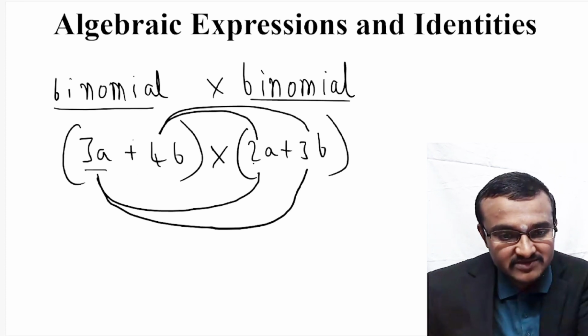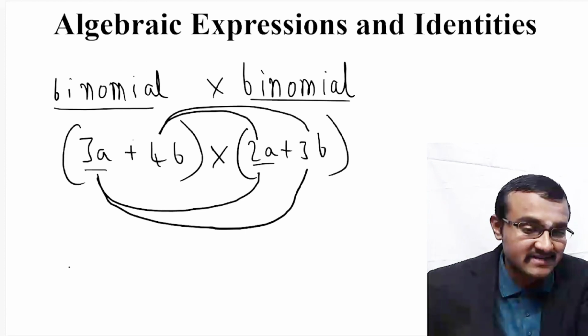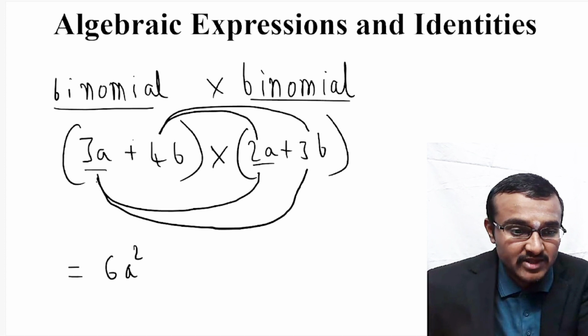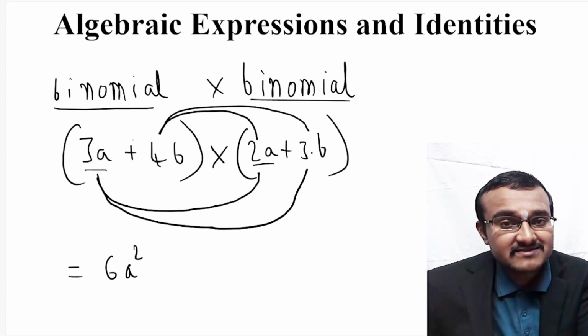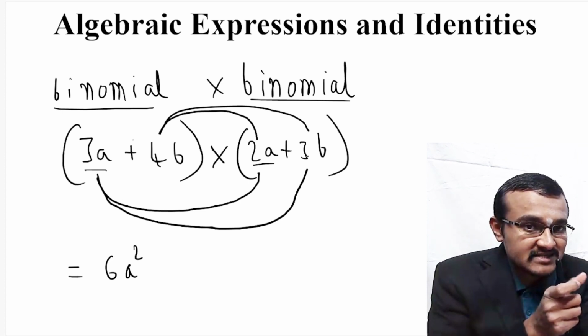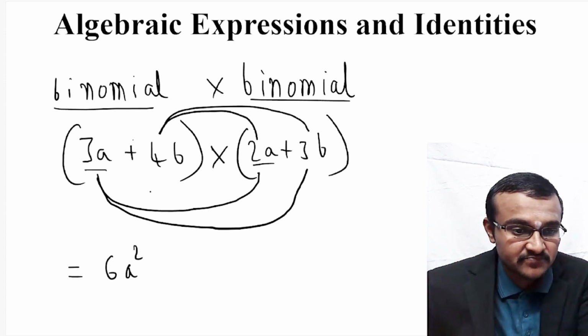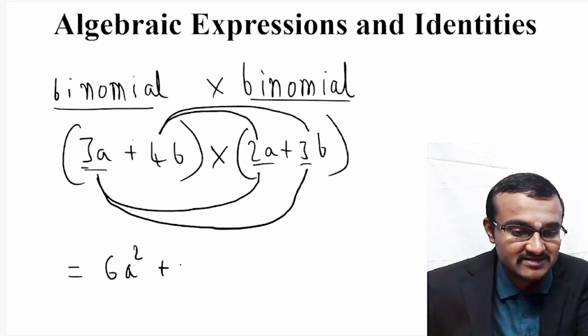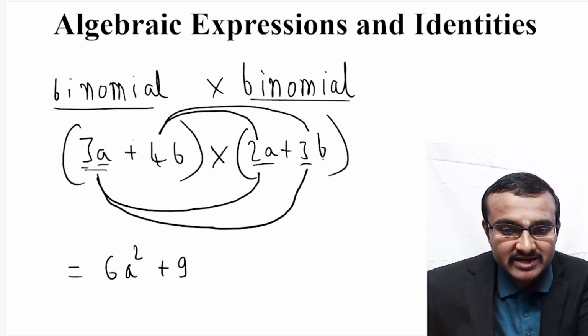First we should perform multiplication between 3a and 2a. So what is 3a into 2a? 3 2s are 6. A into a will be a square. Now again you should multiply 3a with 3b, that is the first term of the first expression with the second term of the second expression. So 3a into 3b will be 3 3s are 9. Plus 3 into plus 3 will be plus 9. A into b will be ab. So plus 9ab.